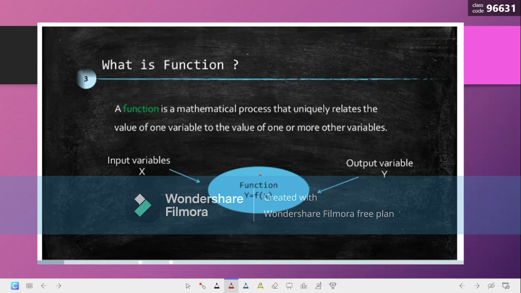So what then is a function? As a review, again, a function is a mathematical process that uniquely relates the value of one variable to the value of one or more variables. So we have the input and the output. For example, this is input x, and we have here the function f of x, so the output variable y. That is how the function is expressed. So you have y, which is the same as f of x.